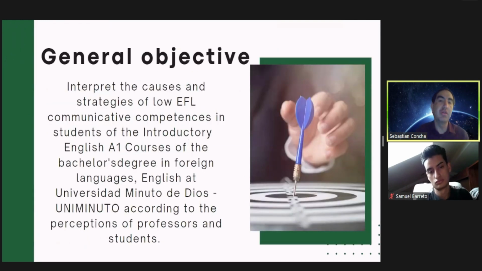So, first of all, as the title has stated, we're going to interpret the causes and the strategy of specifically the low level communicative competences of students who are enrolled in the introductory English A1 course. That is a course that is located in the first semester in the bachelor's degree in foreign languages English at Universidad Minuto de Dios, Uniminuto, in the main campus. So this investigation was based on the perceptions of professors and students of this course during that semester.